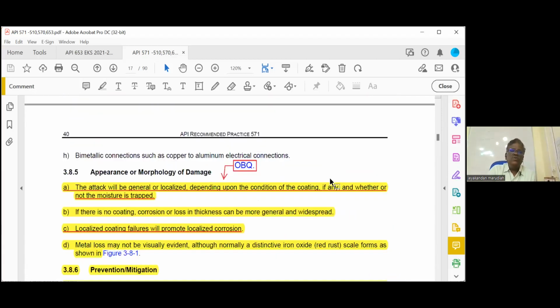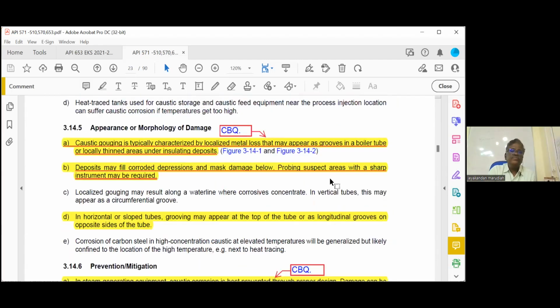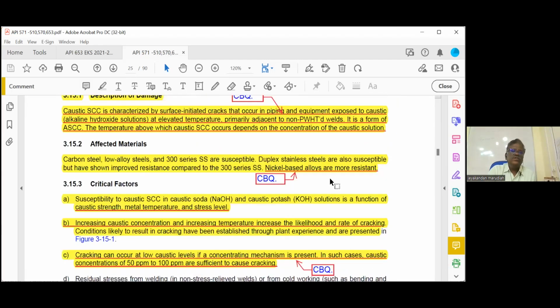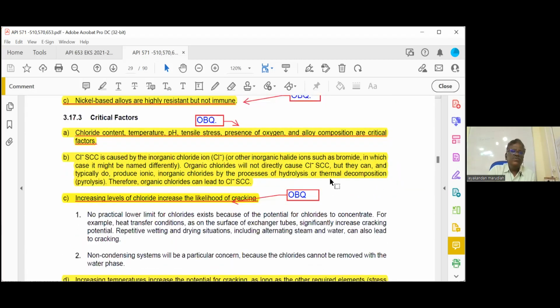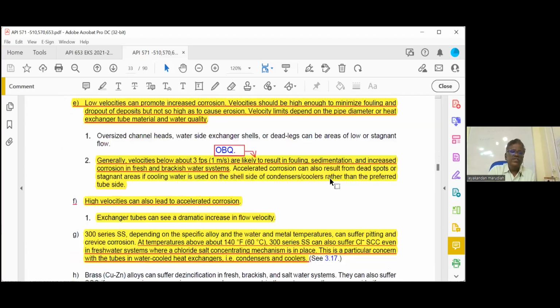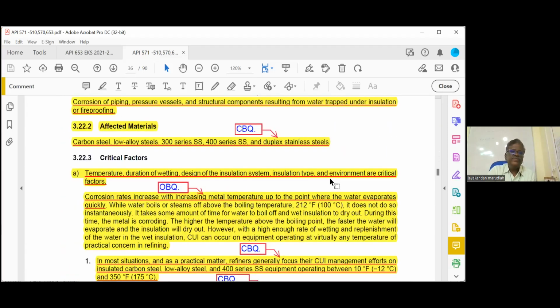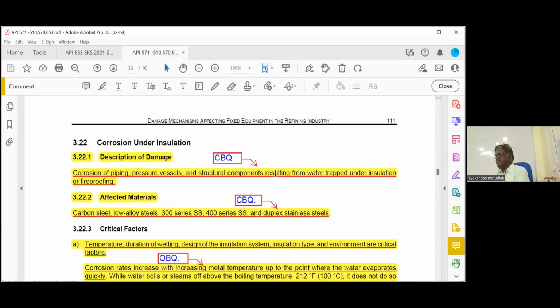The next one we will go to is CUI, corrosion under insulation. I am not going in alphabetical order, so I will say the page number. Page number 111, CUI.